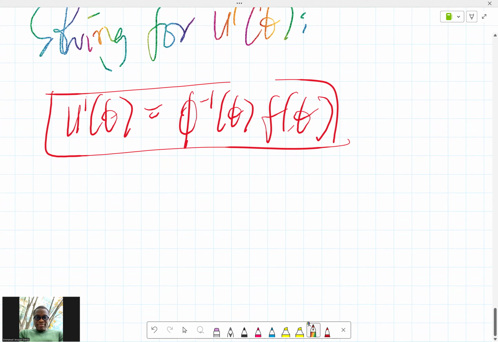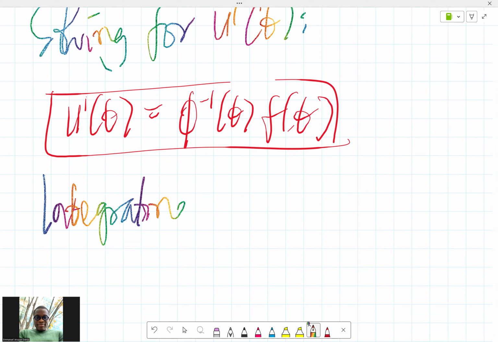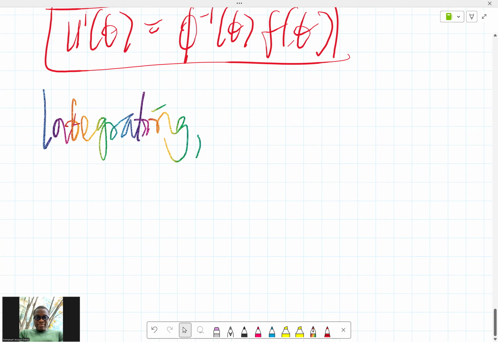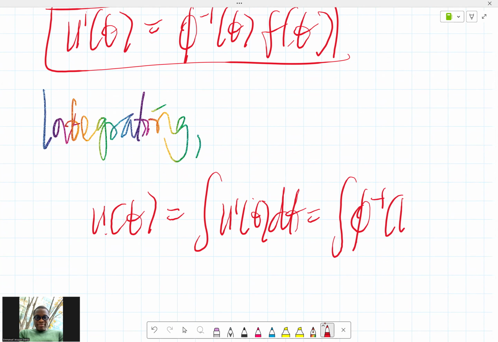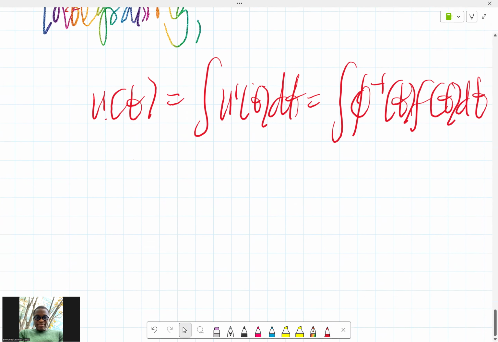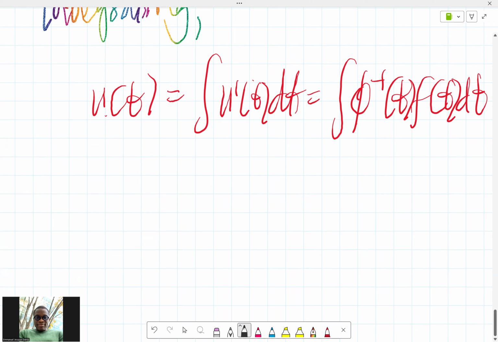Then we can integrate because we are looking for u of t. So integrating now gives us what we are really looking for, that is u of t. To get u of t from u prime of t, u of t will now be the integral of u prime of t dt. And that's the same thing as the integral of phi inverse of t f of t dt. Lovely to get there.